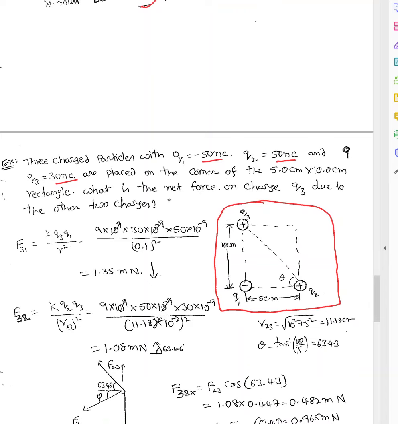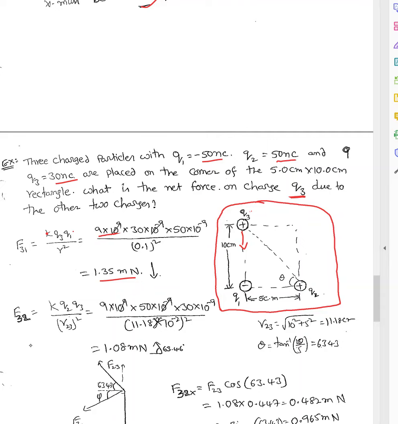Our goal is to find the net force on charge 3. So F31, the force on charge 3 because of 1, is k times q3 q1 over r squared. We know everything, so we substitute that. I took the k value as 9 times 10 to the power of 9. It's up to you, you can choose 8.99 times 10 to the power of 9. So we end up with 1.35 millinewtons. That is the force on 3 because of 1. Opposite charges, so it will go down.